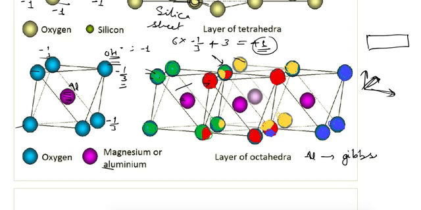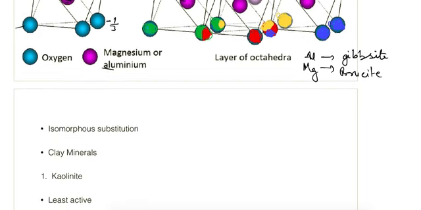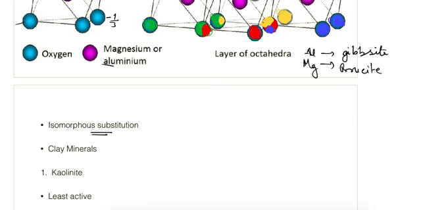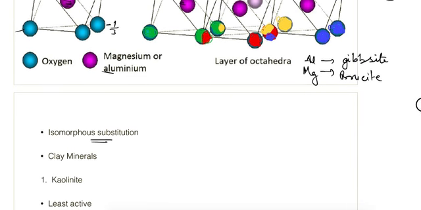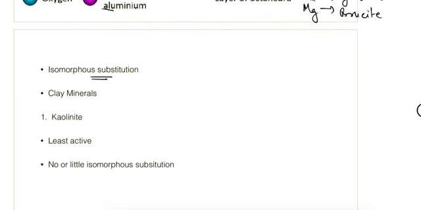And if this octahedral sheet is made up of aluminium ions, then it is called gibbsite, and if it is made up of magnesium, then it is called brucite. Isomorphous substitution, as I said, is when a metallic ion is replaced by some other metallic ion of similar physical size and different atomic number. Now let's see the clay minerals.